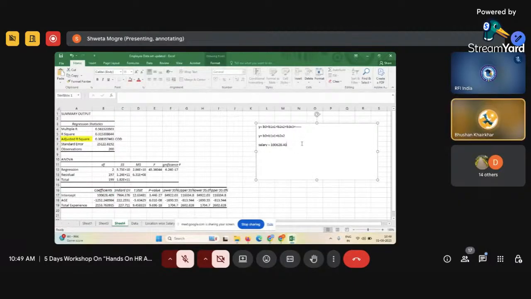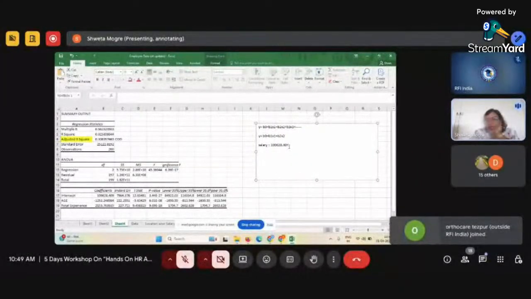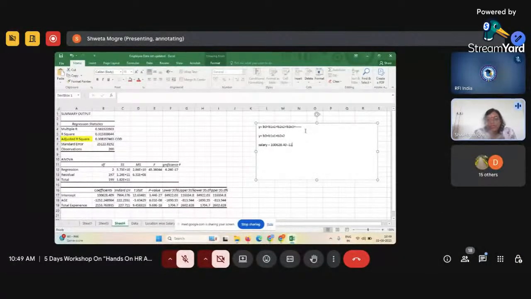B0 is the intercept. And what is the amount? It is 1,628,000. Okay. And what is B1? B1 is negative. Now, can anybody comment upon this? What is the meaning of it?